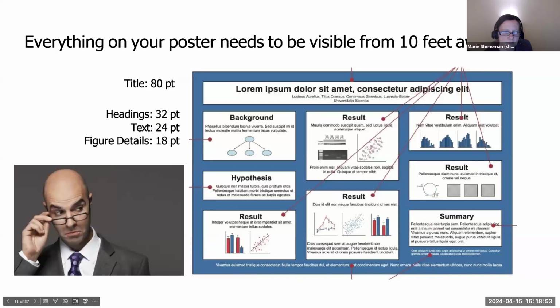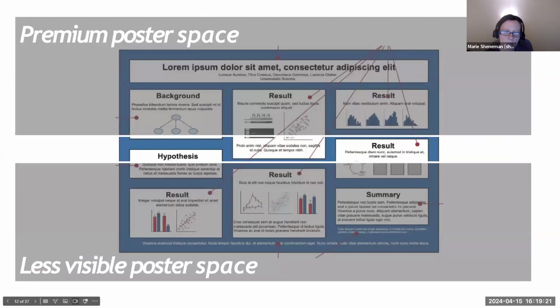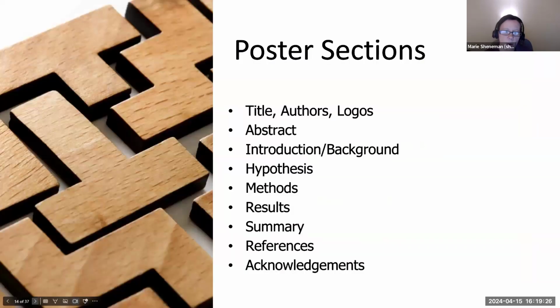Okay, so this is just pointing out some of those things from that last one. The title is 80-point font, the headings are 32, text is 24, and the figure details are 18. And one thing to think about is your poster should be visible from 10 feet away. You shouldn't have people have to be up right against the poster to be able to understand it or read it. Next slide.